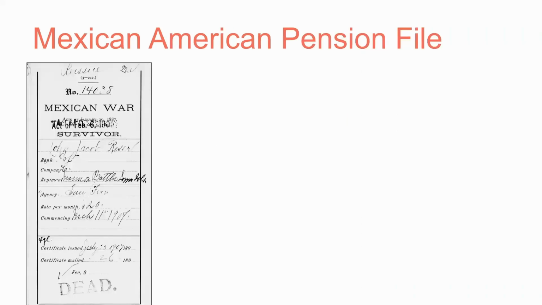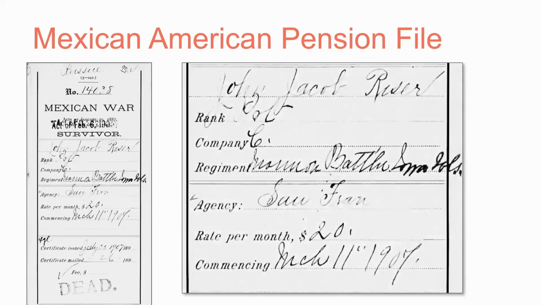So let's look at an example of a pension file from the Mexican-American War. So here we have a page for John Jacob Reiser. And this pension file is actually 45 pages in length. When you get these, make sure you read every single page, but I'm just going to show you 4 of the pages from it. It also includes that he was a private in Company C for the Mormon Battalion, Iowa Volunteers. And at the bottom, it includes his agency, his pay, and when it had commenced.